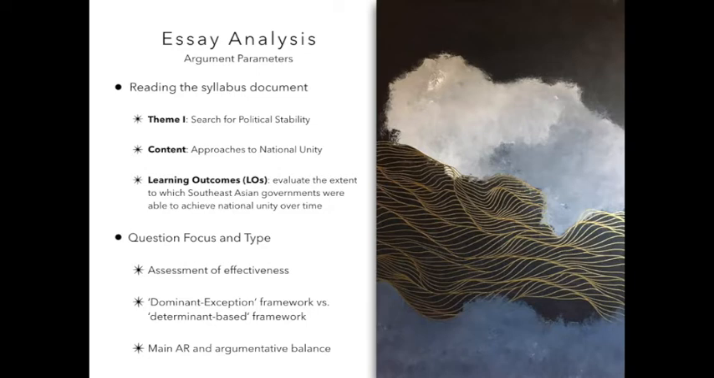Learning outcomes here: evaluate the extent to which Southeast Asian governments were able to achieve national unity over time. So this is also from the syllabus document, and you can see that it quite nicely ties to the question that I've given you today. Quite clearly over here, the main focus is on governments and assessing the kind of effectiveness they had with regards to national unity. So on that note, going down to question focus and type, definitely I think by now we should all know that this question primarily focuses on you needing to assess and measure the level of effectiveness of Southeast Asian governments, not just across the different countries, but across time as well.